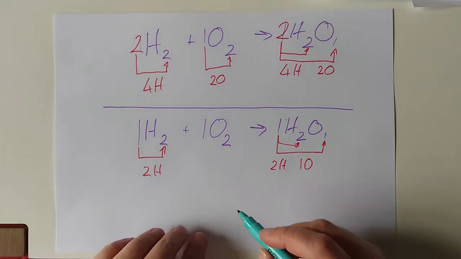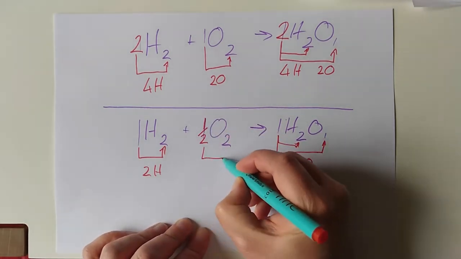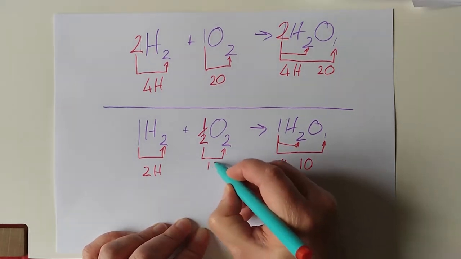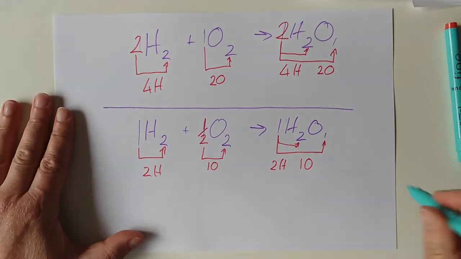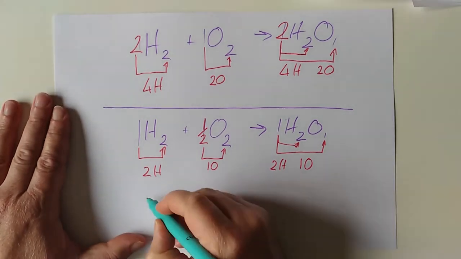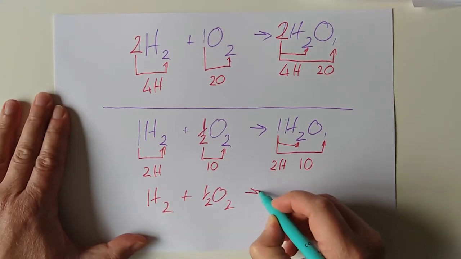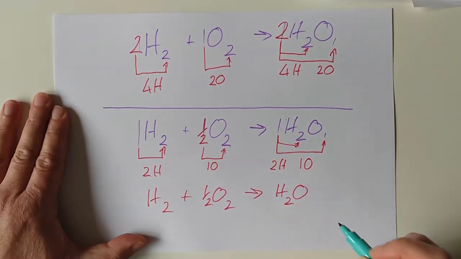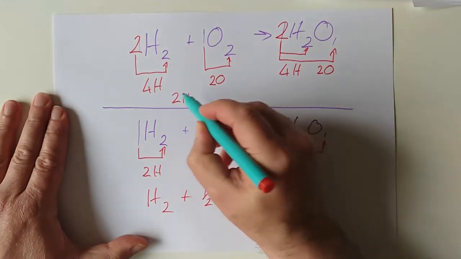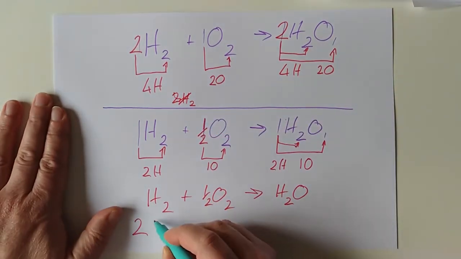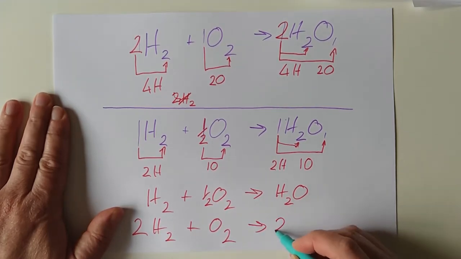And if you're back with me, then the answer is that. Because 2 times a half is 1 oxygen. So another way of balancing this equation is simply this. Hydrogen plus a half O2 makes H2O. This one up here, I had 2 hydrogens. In fact, I'll do it down here for clarity. 2 hydrogens plus O2 makes 2 H2O.